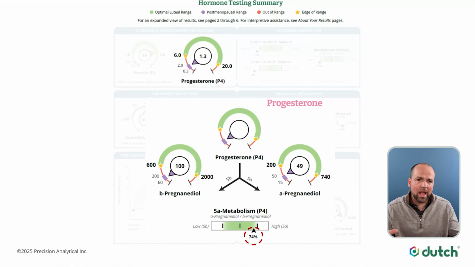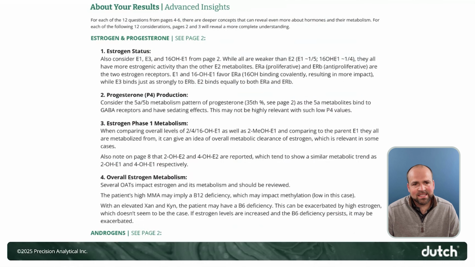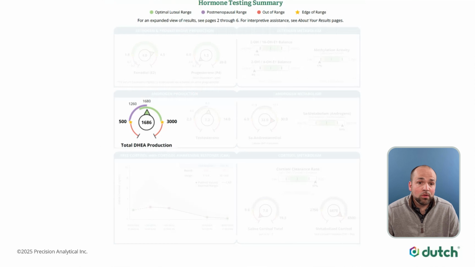So for the four elements related to estrogen, estradiol, progesterone, phase 1 metabolism, and methylation, we're going to open up a deeper understanding with the advanced insights. And you can look at an example of that here and see that towards the back of our new report.